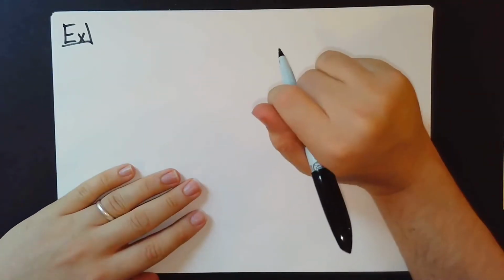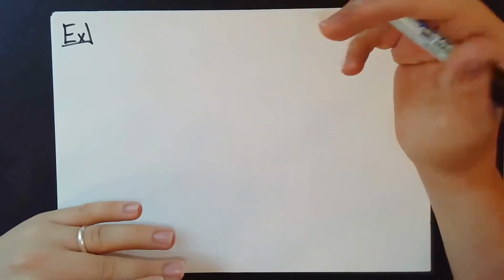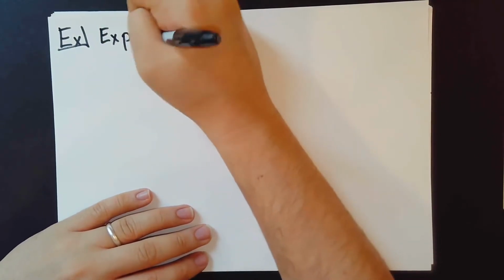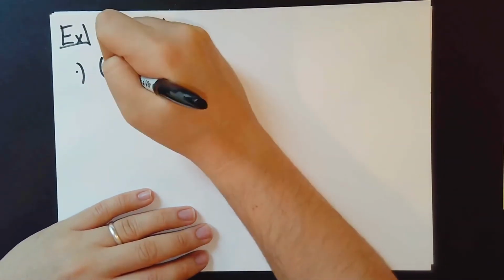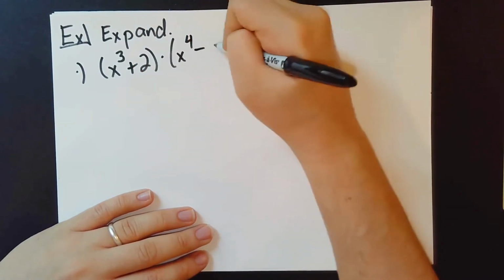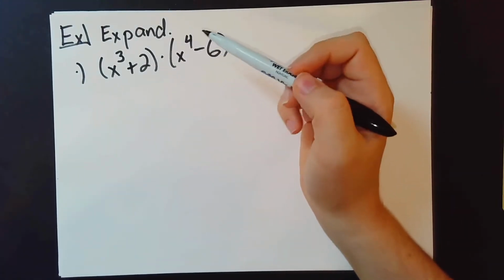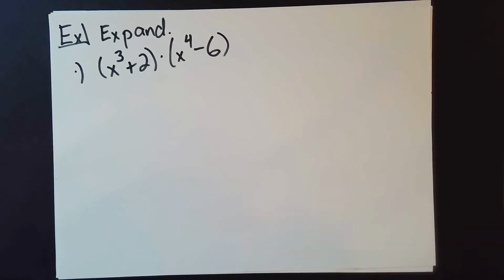As a last example for working with exponents, I want to talk about what happens when you are both adding and multiplying at the same time. Namely, what happens when you expand things like x cubed plus 2 times x to the 4th minus 6. I want to make sure that when we multiply this out, we get the right thing. We're going to have to FOIL this, but as we FOIL it, we're going to have to make sure that we use the right rules to combine the exponents.